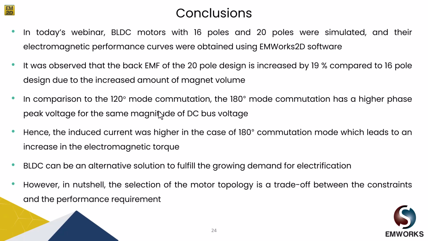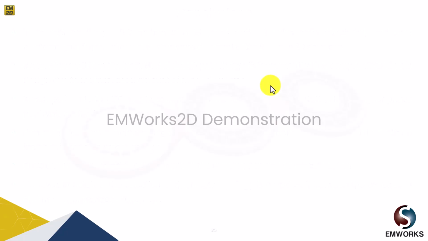However, in a nutshell, we can say that the selection of motor topology, whether it's a BLDC motor, PMSM, switch reluctance motor, or maybe an induction motor, is always a trade-off between the constraints: size, volume, performance required, and also the cost involved to manufacture these types of motors. So let's move on to the software demonstration.